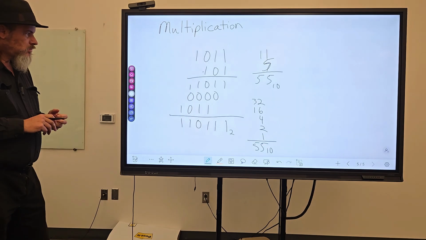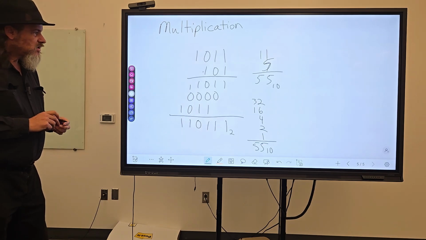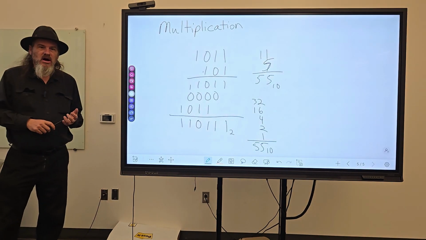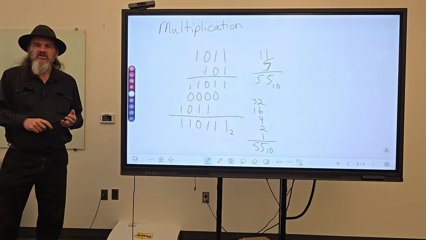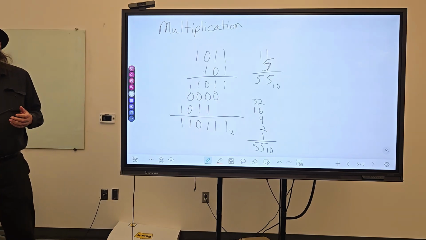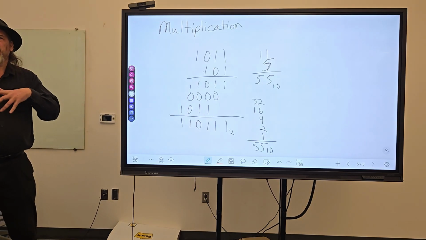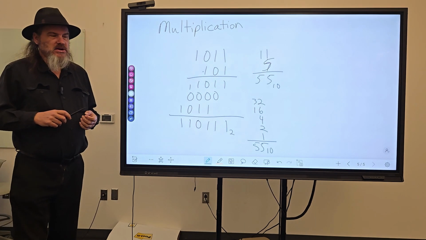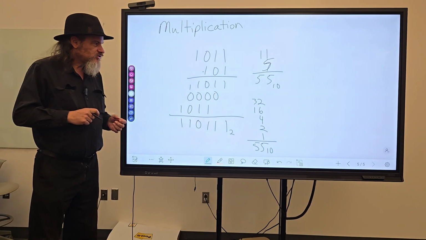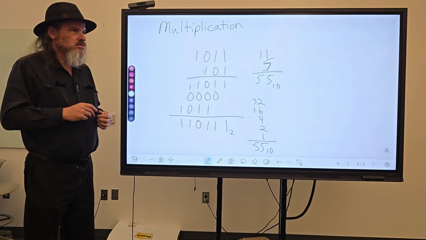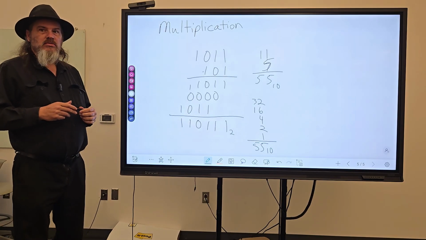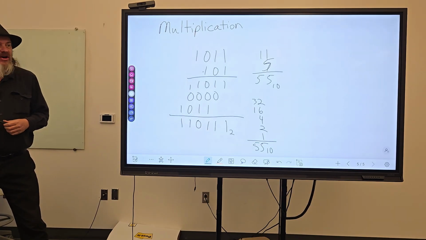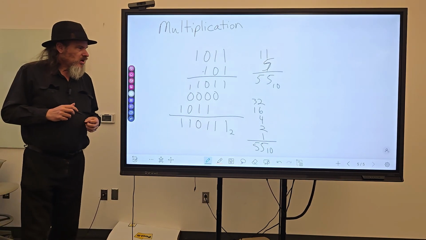So like I said before, division and using the shift and subtract method is beyond this course. I believe it's done in 412 in computer architecture. I think it's 412, but it'd be your next class in this cycle.